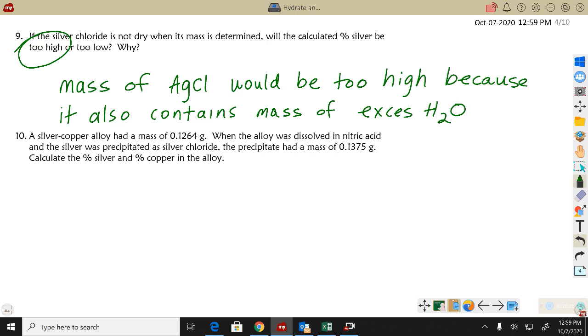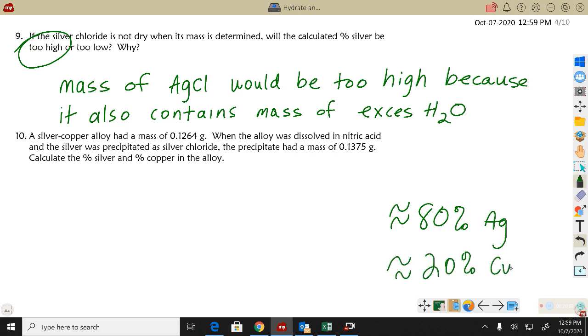I'll give you a hint. I don't remember the exact numbers off the top of my head, but I think it's about 80% silver and about 20% copper. I'd have to run the numbers, but I think it's about 80-20. So if you're in the ballpark, you're doing good. And obviously, if you get really stuck, send me a note. Or you could even say, this is what I was thinking. Is this about right?